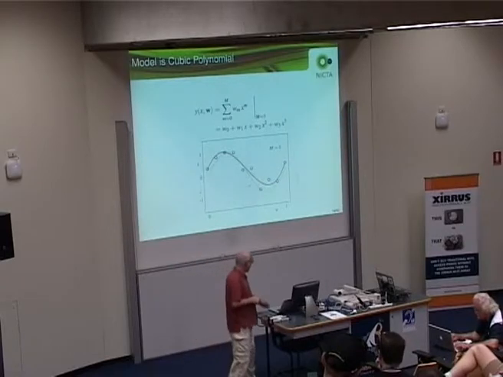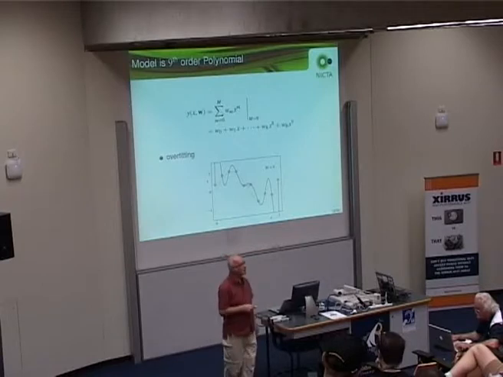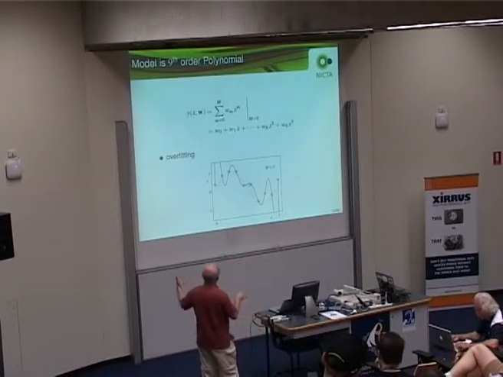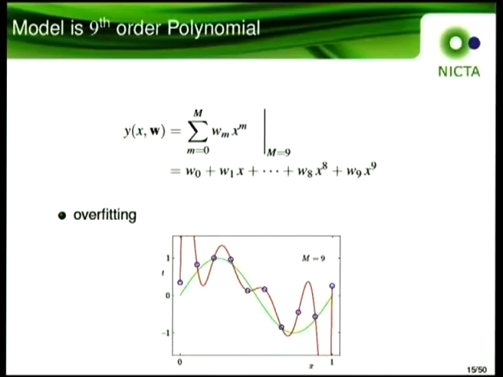But we can go further. Why stop at 3? Let's go to 9. Let's take a ninth order polynomial, and, oh, beautiful. It all fits. Our learning task is done. And the term is called overfitting.